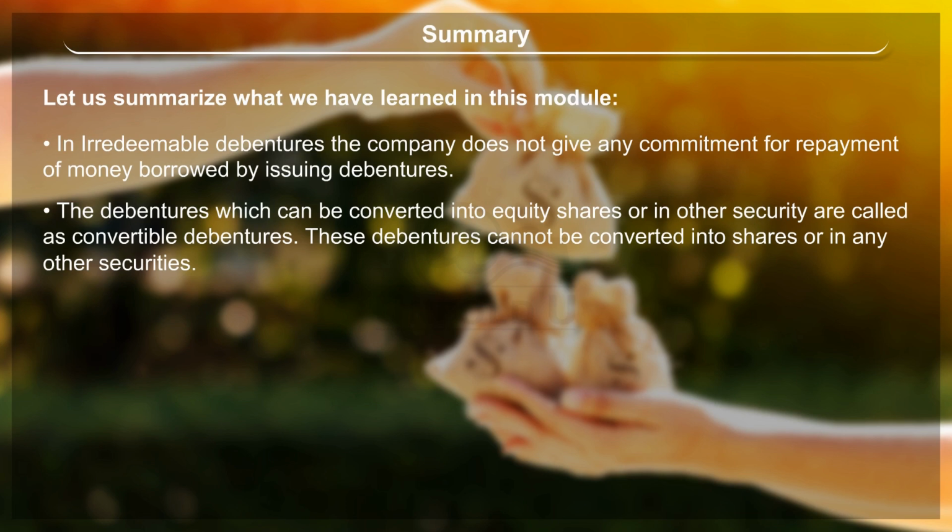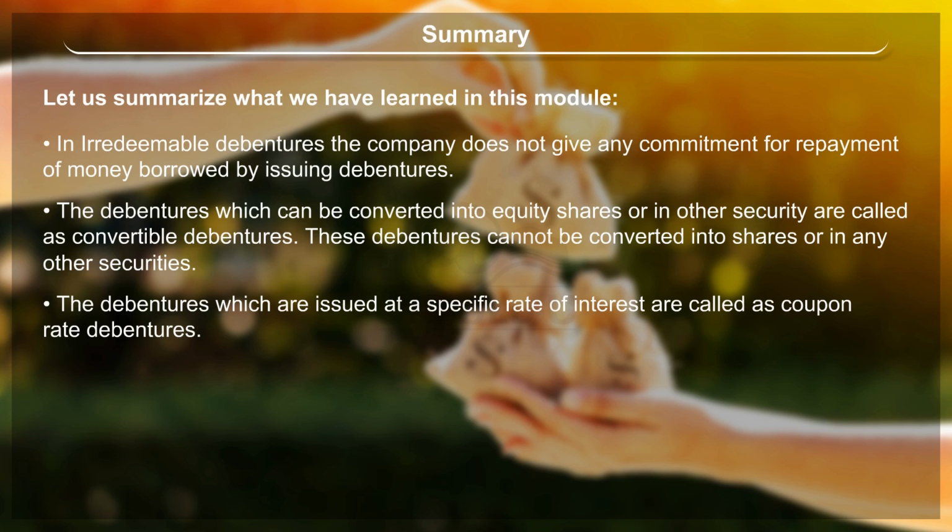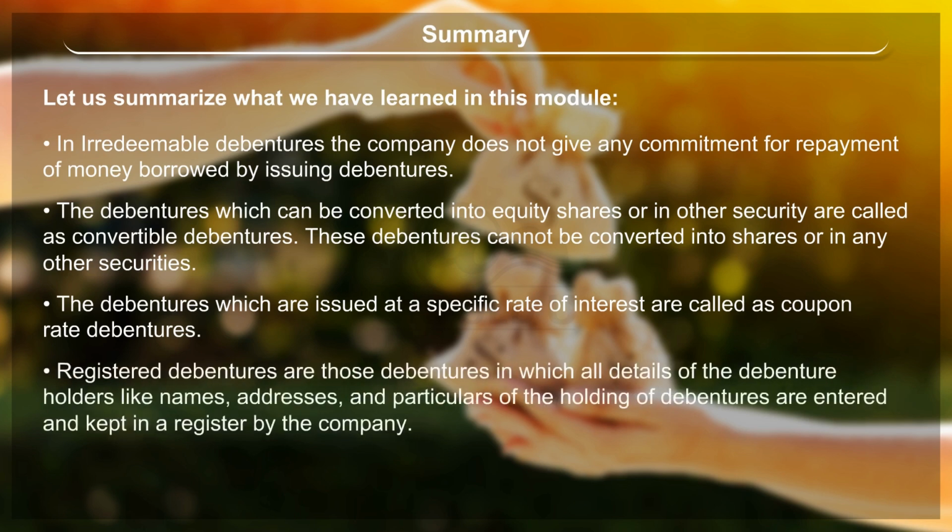Non-convertible debentures cannot be converted into shares or into any other securities. The debentures which are issued at a specific rate of interest are called coupon rate debentures. Registered debentures are those debentures in which all details of the debenture holders, like names, addresses, and particulars of the holding of debentures, are entered and kept in a register by the company.